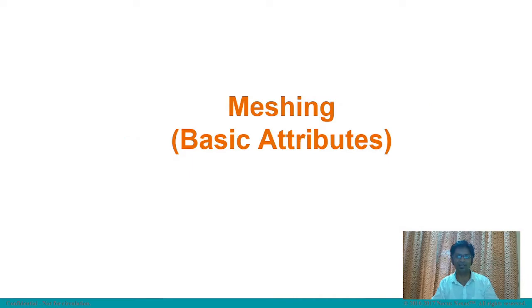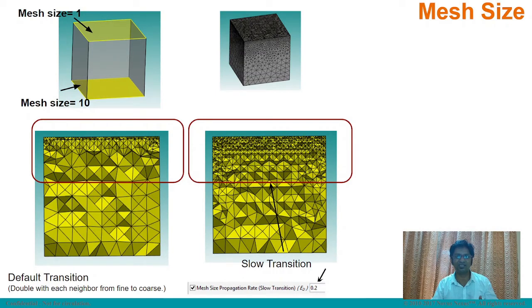Let's now see how one can generate the meshing with some basic attributes. The first one is the mesh size. You can give any mesh sizes as per your need. For example, let's say this is a cube structure and you want 1 mm mesh size at the top and 10 mm mesh size at the bottom, then you can do that and you will get the respective mesh. Again, if you see the cross section, this is how the default transition would be, but you can control that transition also based on your requirement.